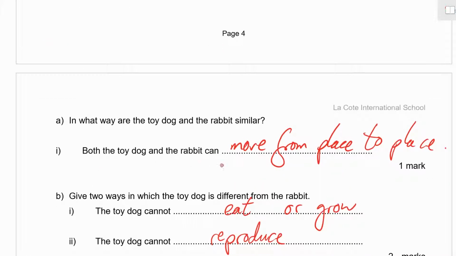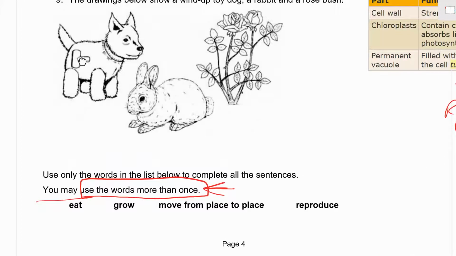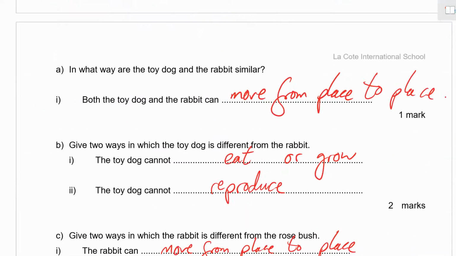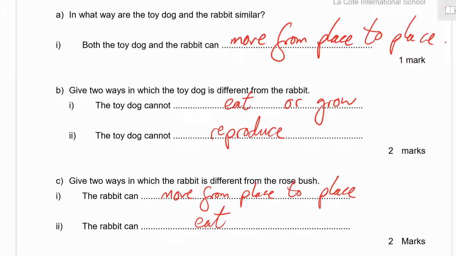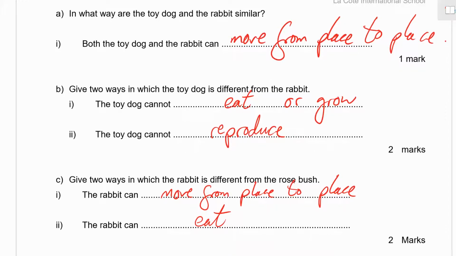So both the toy dog and the rabbit can move from place to place. The toy dog has this little winding up thing here, so it allows it to move, and the rabbit can move. Obviously the plant or the rose bush can't move from place to place. Give 2 ways in which the toy dog is different from the rabbit. Well, the toy dog cannot eat or grow, and it can't reproduce. So any 2 of those 3.